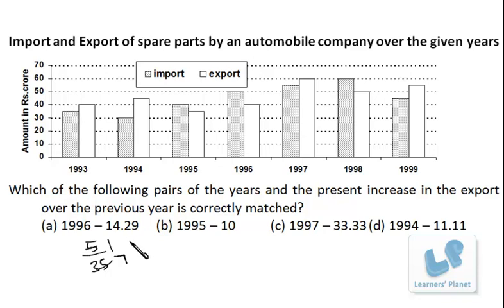And 1 by 7 is nothing but around 14%. So this option is correct. No need to check further, right? So I hope you are clear with all the 5 questions related to this particular bar diagram.